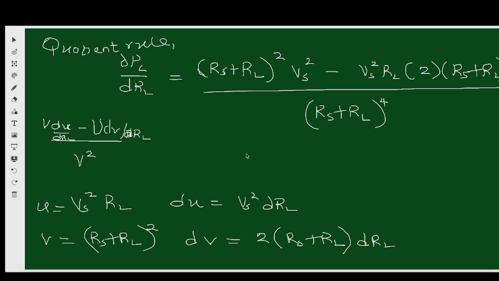We equate the dPL dRL to equals to 0. That is, the dPL dRL should be equals to 0. So if that is equals to 0, so what do we have? It will remain only the numerator. So what do we have? We have Rs plus RL squared Vs squared minus Vs squared RL. That is, we can bring the 2 forward, then multiply by Rs plus RL equals 0.